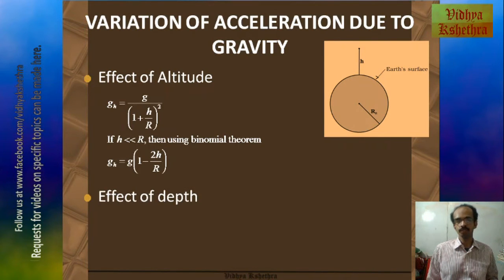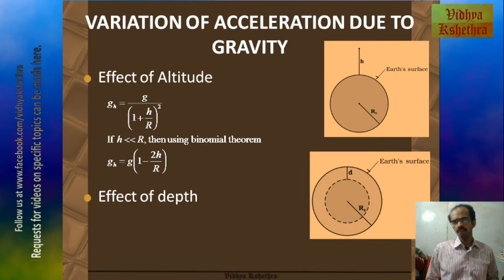Now, the effect of depth. If a body of mass m is kept at a depth of d from the Earth's surface, then the acceleration due to gravity at that point is given by this equation. That is, g_d is equal to g into (1 minus d by R). In this case also, the acceleration due to gravity decreases. The acceleration due to gravity at the center of the Earth is 0, as we can see from this equation, that is when d is equal to R.